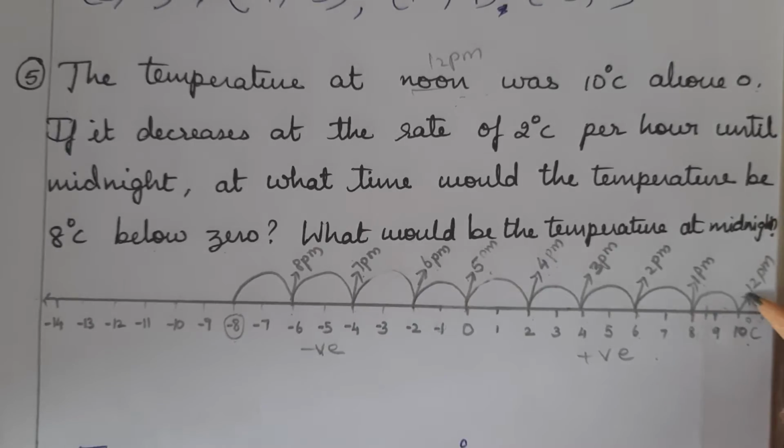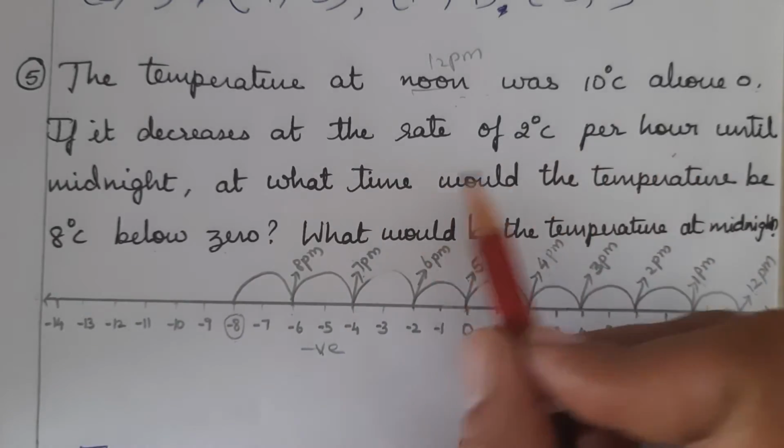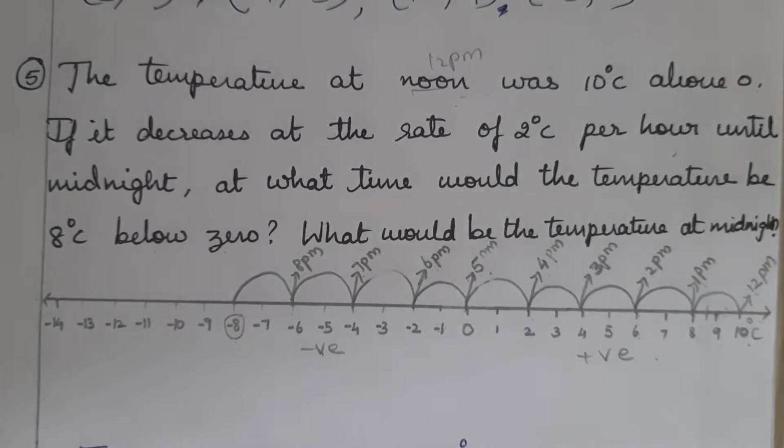Okay, so at what time? At 12 p.m. if it decreases at the rate of 2 degrees Celsius per hour. Okay, what do you mean by 2 degrees Celsius? Decreasing at the rate of 2 degrees Celsius per hour means that every hour the temperature keeps decreasing at the rate of 2 degrees Celsius, which means that every hour the temperature keeps on decreasing by 2 degrees Celsius.